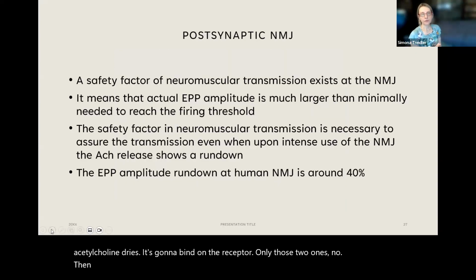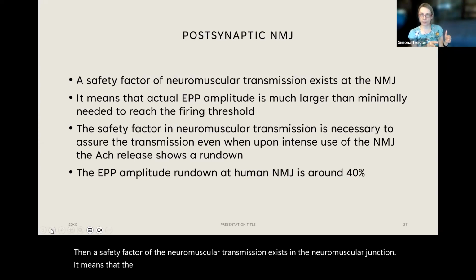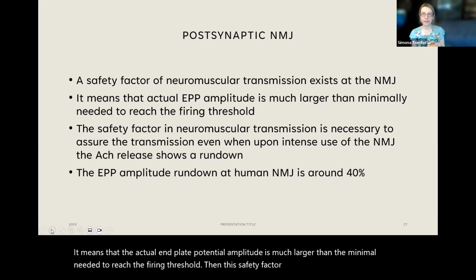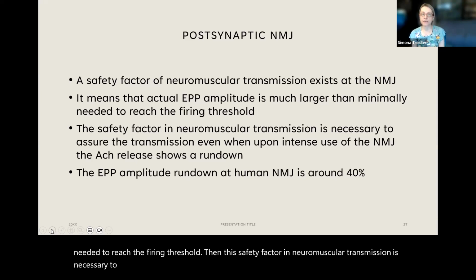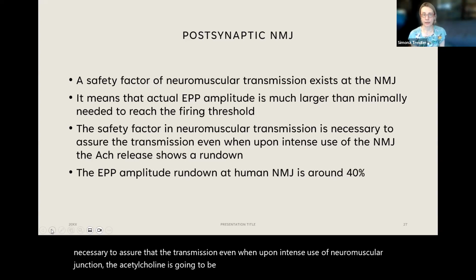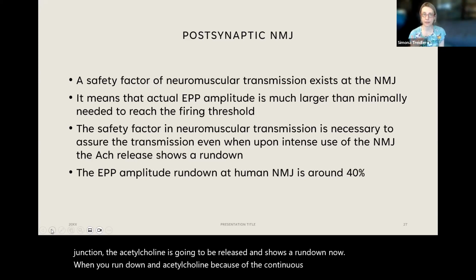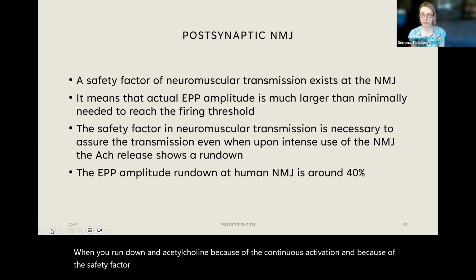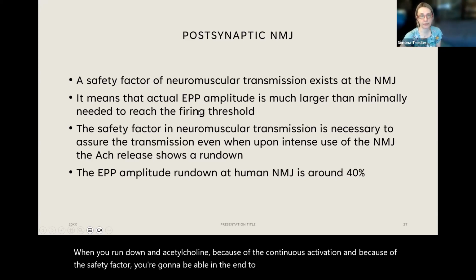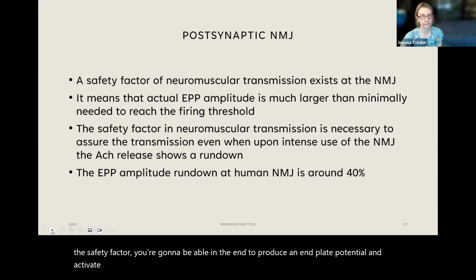Then a safety factor of the neuromuscular transmission exists in the neuromuscular junction. It means that the actual end plate potential amplitude is much larger than the minimum needed to reach the firing threshold. This safety factor is necessary to assure transmission, even upon intense use of the neuromuscular junction, when acetylcholine release shows a rundown. Because of the safety factor, you're still going to be able in the end to produce an end plate potential and activate the muscle.